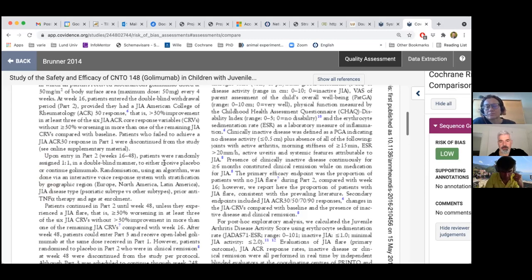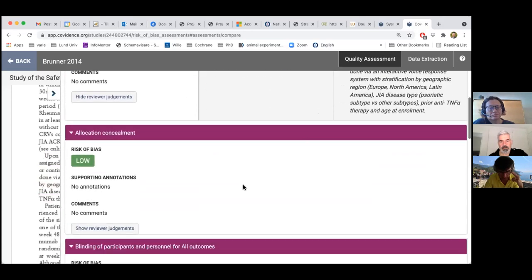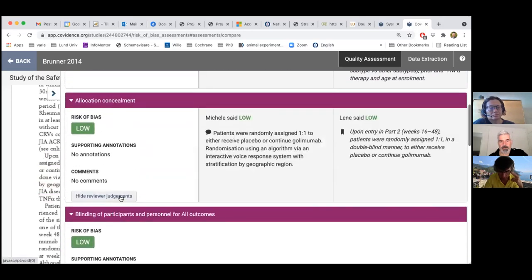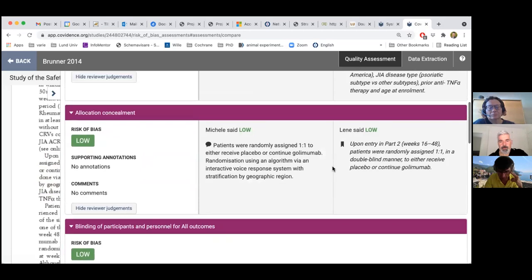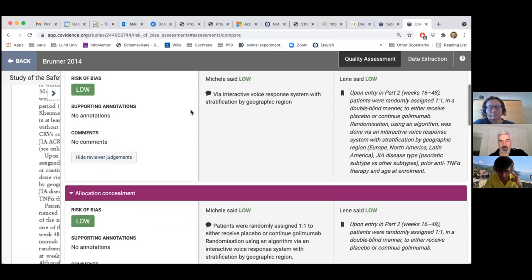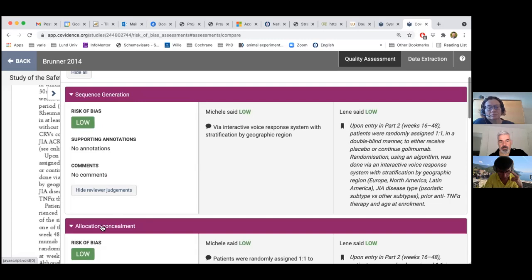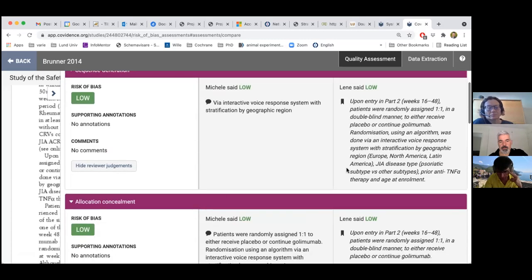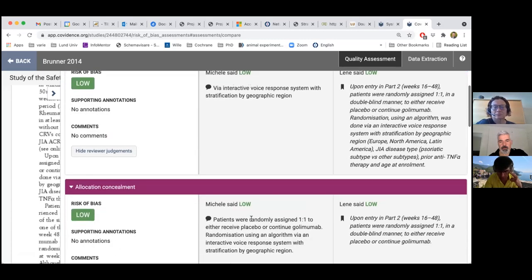And this type of system, like described here, gives a low risk of bias because it's done by the computer, and there's an algorithm, and then it's given via interactive voice response. So I think we might be happy and give a low risk of bias also for the second domain. Yeah, and you did the low risk of bias. In this case, for item number 1, sequence generation, and 2, allocation concealment, it is fine that you have the same quote or the same explanation.